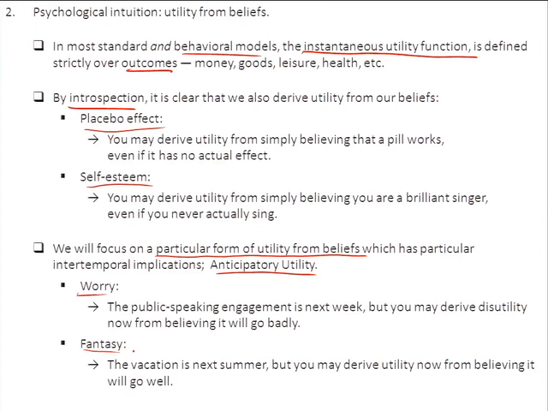Now, if your belief is, with probability 1, I'm going to go on vacation next summer, that's fine. But we're still going to call that utility over beliefs. And it's anticipatory because you're anticipating the thing, but what we care about is how does your belief about the probability that it will happen affect the utility you get from this thing in the future. Okay?